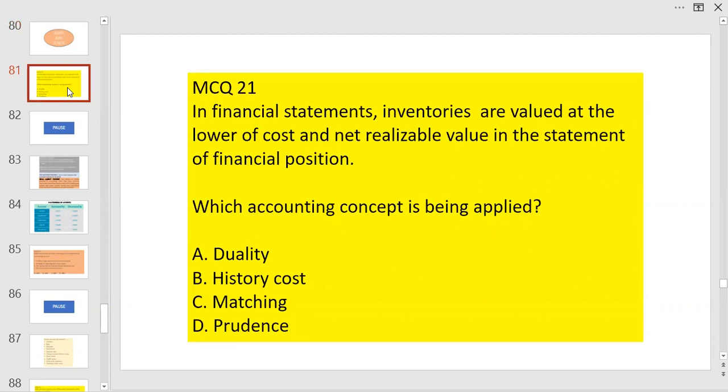In financial statements, inventories are valued at the lower of cost and net realizable value in a statement of financial position. Which accounting concept is being applied? Duality, historical cost, matching, and prudence.